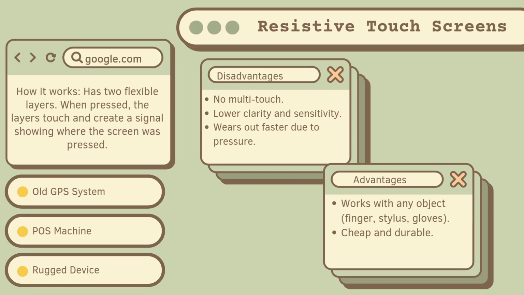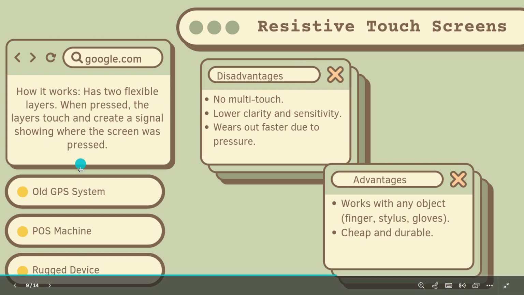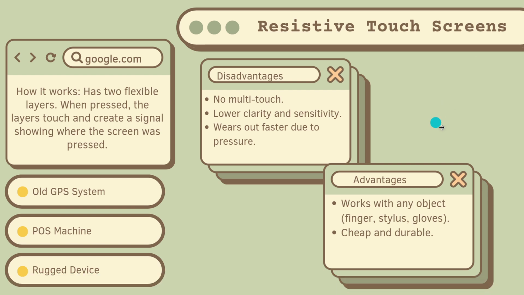The next one is resistive touchscreens. How it works: it has two flexible layers. When pressed, the layers touch and create a signal showing where the screen was pressed. Examples are old GPS systems, POS machines, and rugged devices. The advantages are that it can work with any object, such as a finger, stylus, or gloves, and it's cheap and durable. The disadvantages are no multi-touch, lower clarity and sensitivity, and it wears out faster due to pressure.